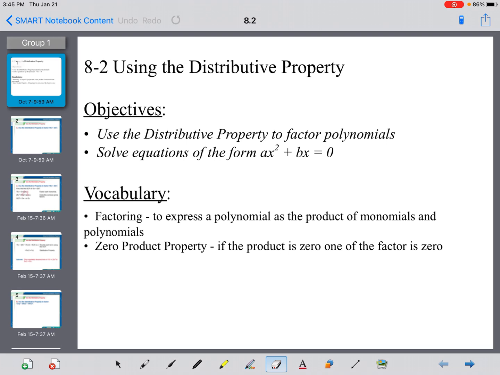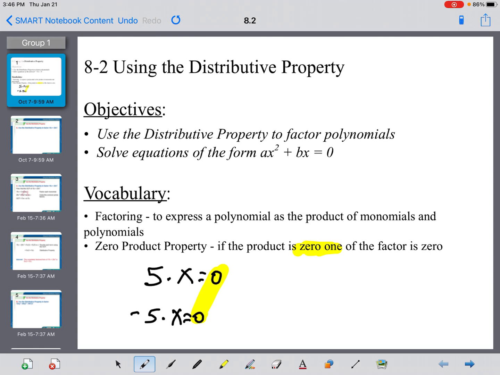The zero product property, we can use that. It says if the product is 0, one of the factors is 0. Let me see if I can help you to understand this. If I have 5 times x equals 0, guess what x is? It's 0. There's no way out of that. If I have negative 5 times x and the answer is 0, guess what x is? It's 0.